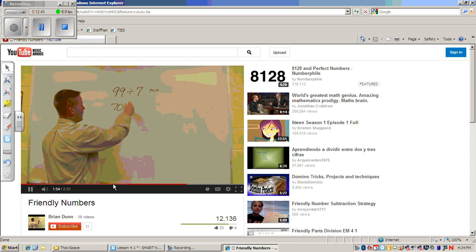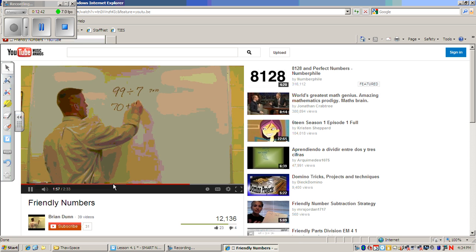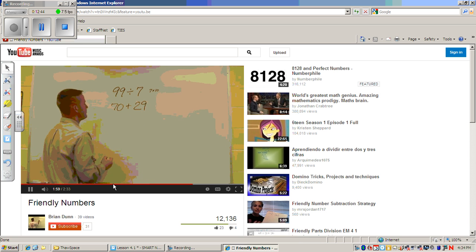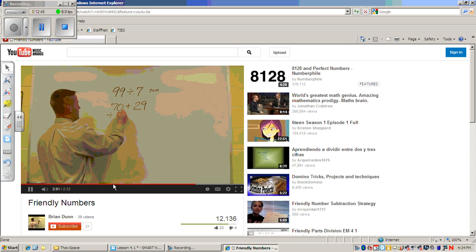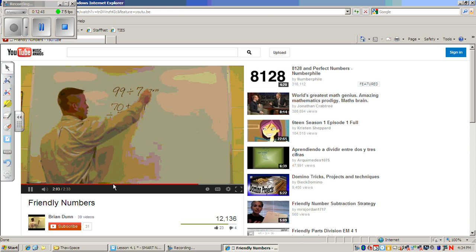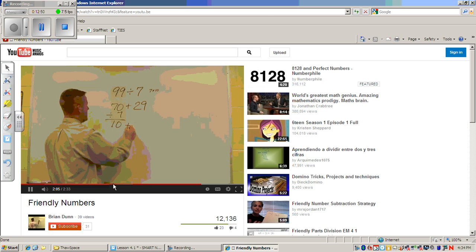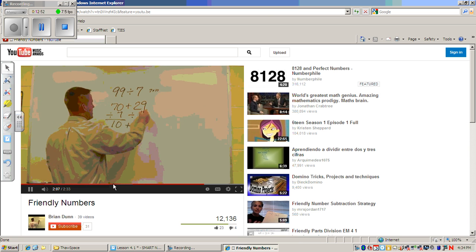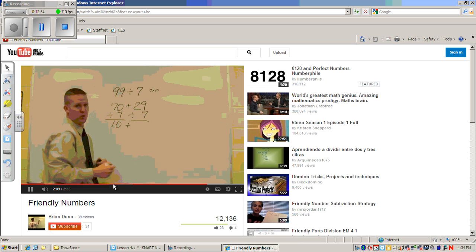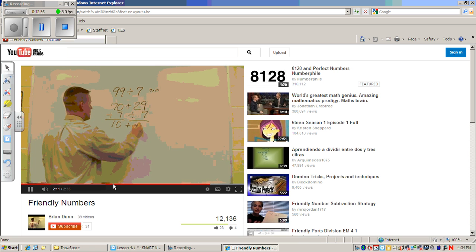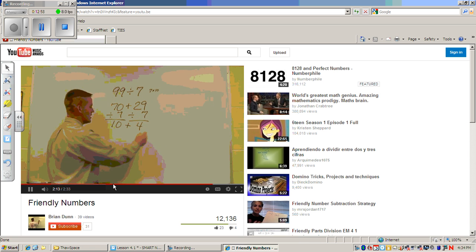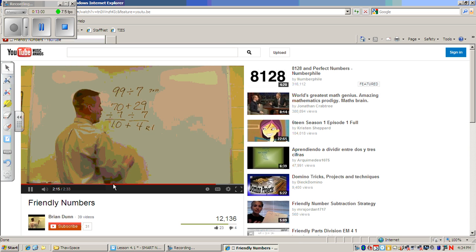Then I think, what plus 70 gives me 99? The missing number would be 29. Over here, 70 divided by 7 gives us the 10. We already knew that because we started with that. And then for 29 divided by 7, I think how many 7s will go into 29 without going over? 4. That gives me 28, so that would be a remainder of 1.